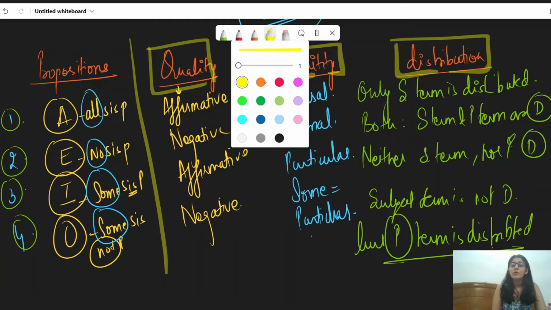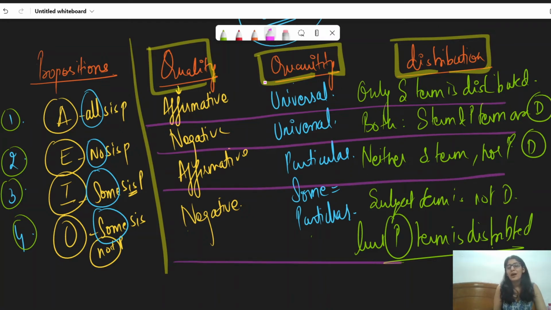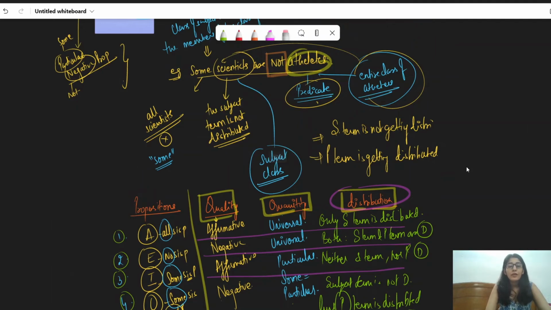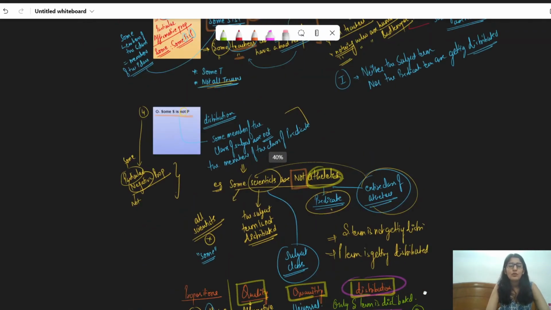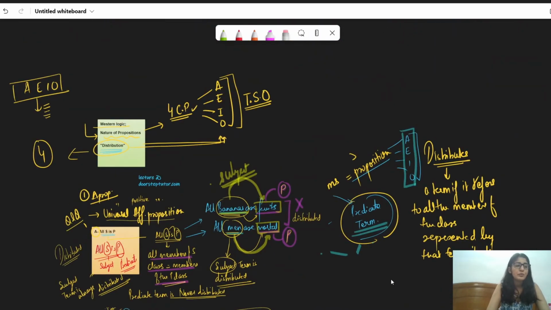Why? Because everything that we're going to do from now on will be dependent upon the nature of these, right? What term is getting distributed, why is it getting distributed, this is something that we've looked into in a detailed manner in today's lecture. Please remember quality, quantity and distribution pertaining to A, E, I and O, that is the four propositions. So this is all about distribution. I hope this lecture is informative, and I hope this makes sense to you, because we are essentially discussing the nature of proposition. And under the nature of proposition, we have taken up distribution.